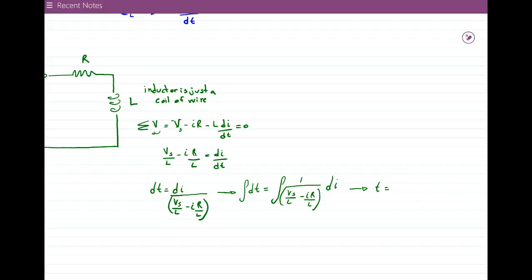Evaluate, what am I evaluating from and to? How about 0 to I? That's it.